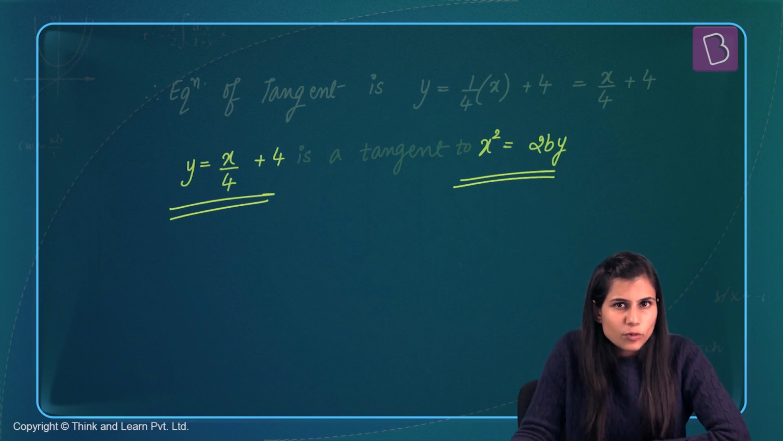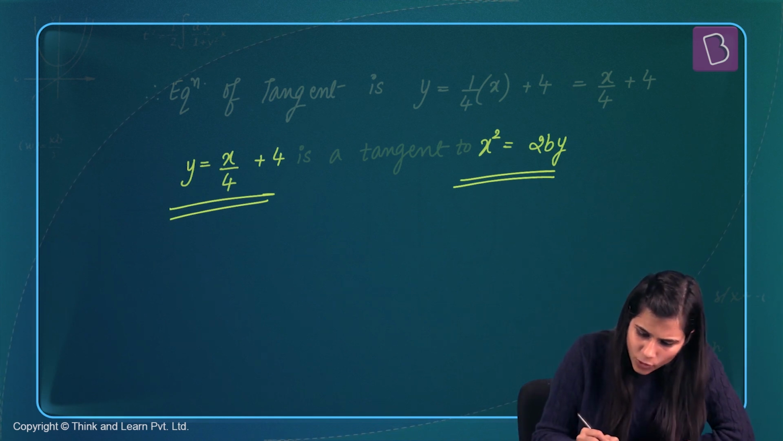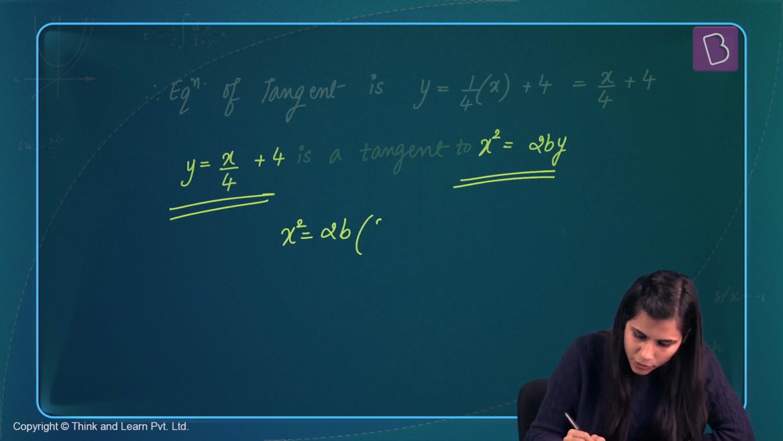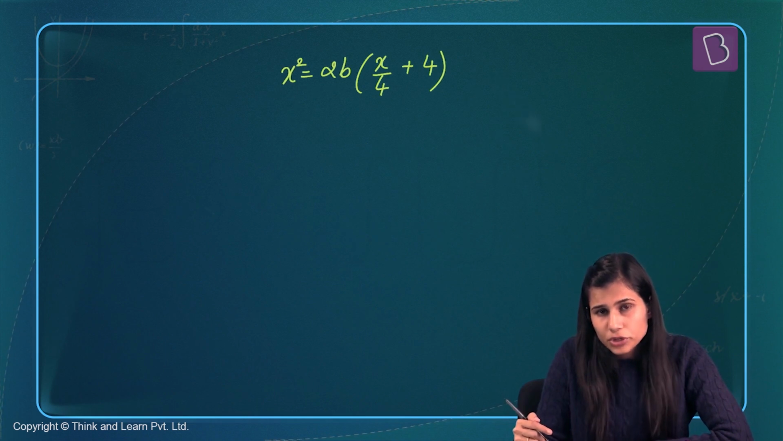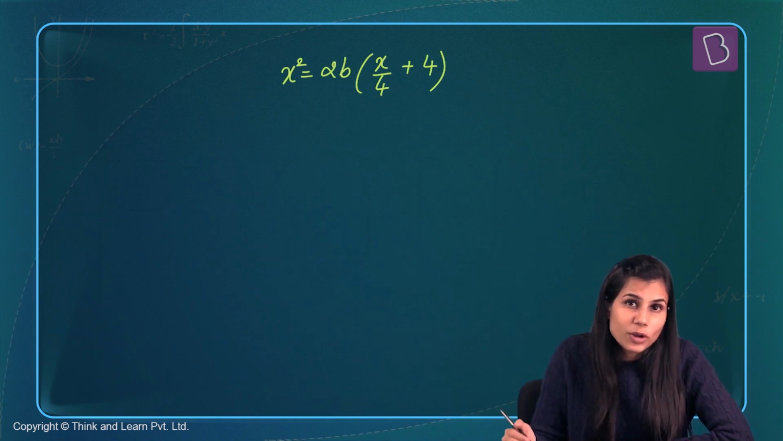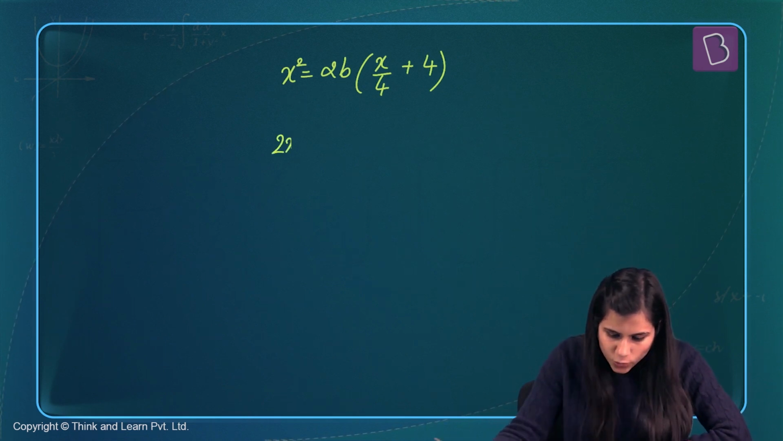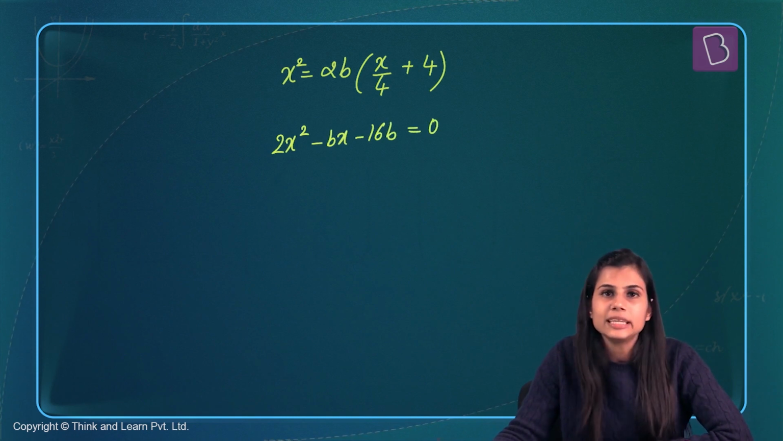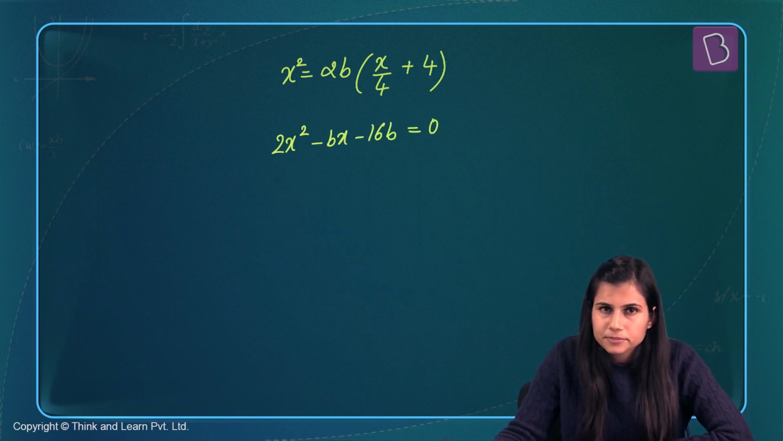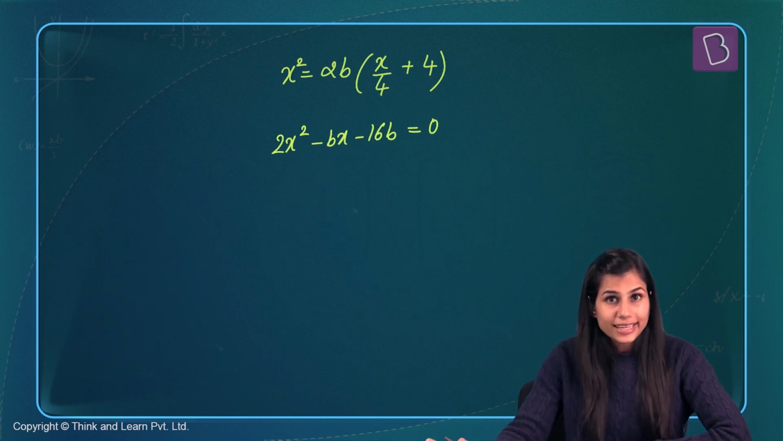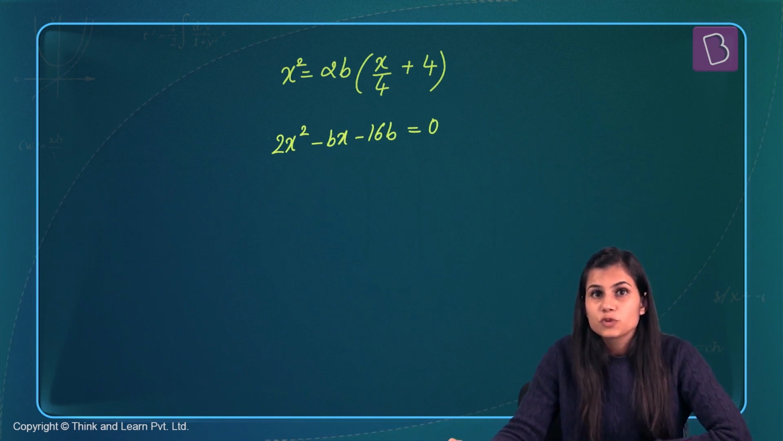Let's solve both these equations simultaneously. What do you get? Well, you get x square equals 2b, and in place of y, I'm going to plug in x by 4 plus 4. When you solve this, what you get is a quadratic equation in x, which is nothing but 2x square minus bx minus 16b equals 0. Right. Now, this quadratic equation has its roots as the values of x.